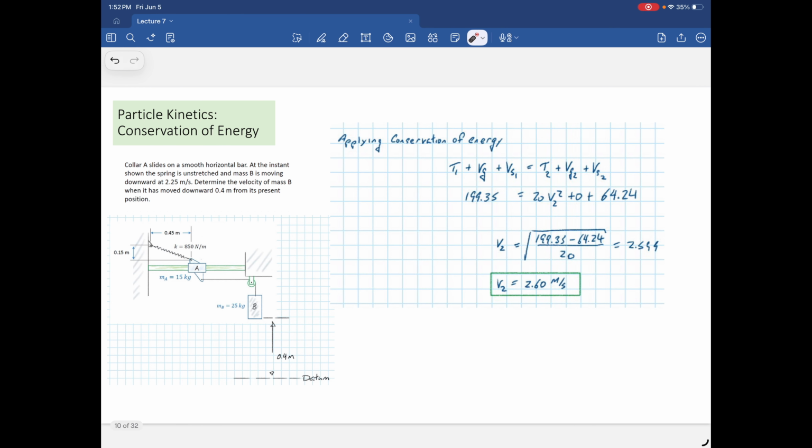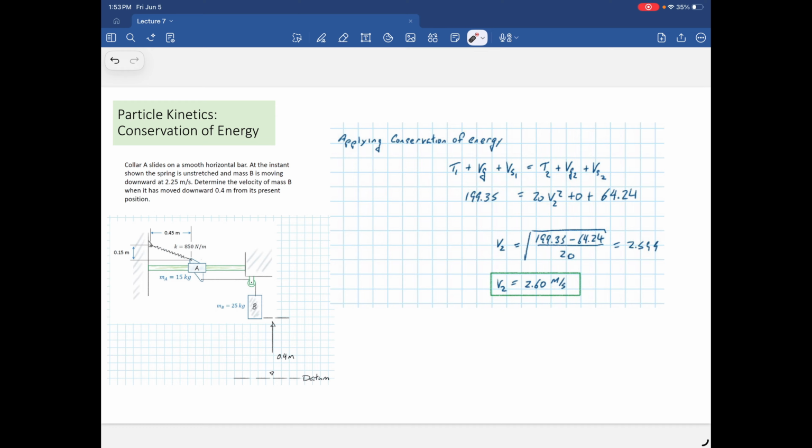So now applying conservation of energy, we set the total energy of the system at configuration 1 equal to the total energy at configuration 2. The only unknown is V2, which will be the velocities of both A and B. So solving this, bringing the 64.24 over to the right-hand side, dividing through by 20 and taking the square root, we end up with a final velocity of 2.6 meters per second.